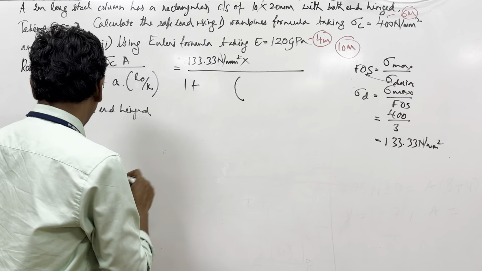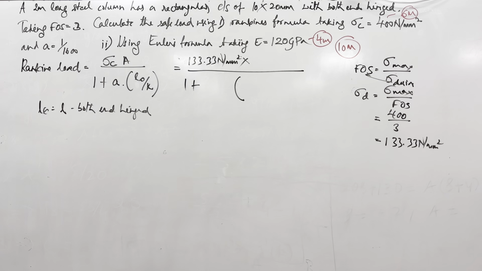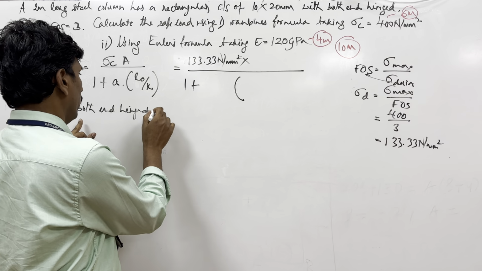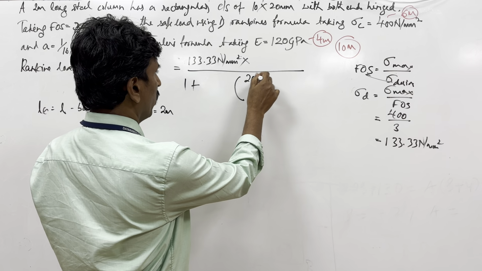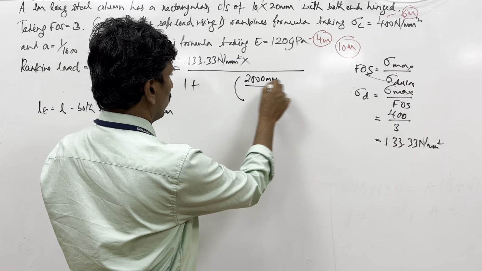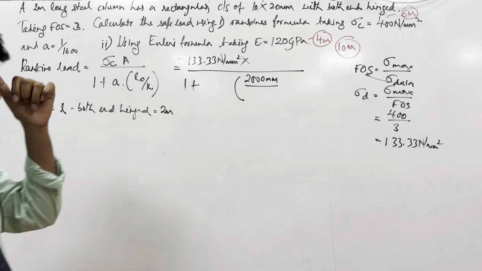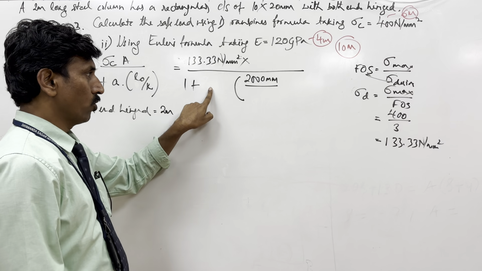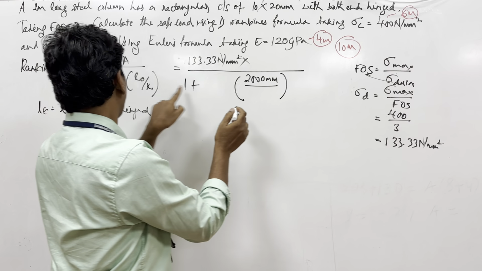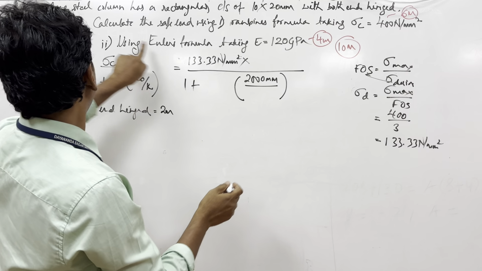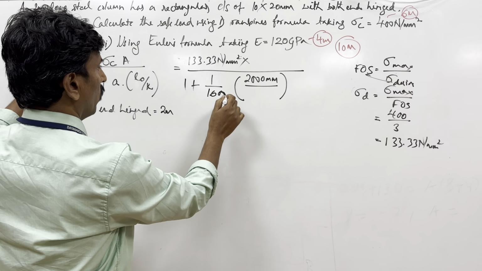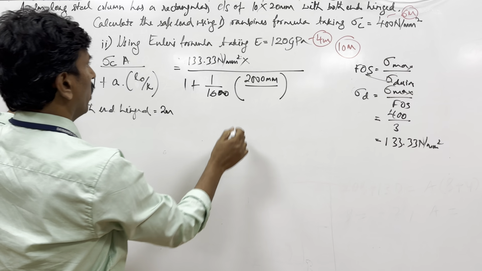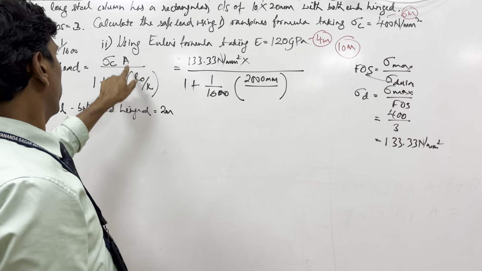Okay, so I substitute this. How much? 2 meters. So LE is equal to 2 meters. Everything is in terms of mm. So I am now substituting it. This is this, and I don't know K. So K has to be found out. And then a is given as 1 by 1600. And then what is missing is A.